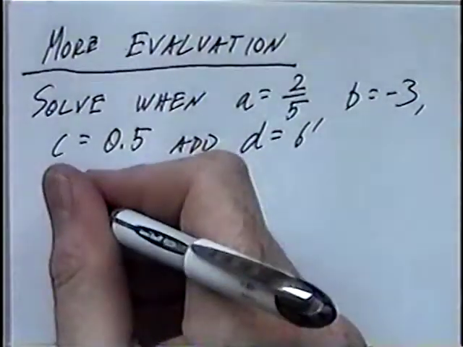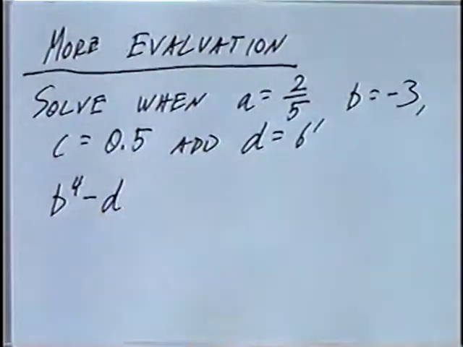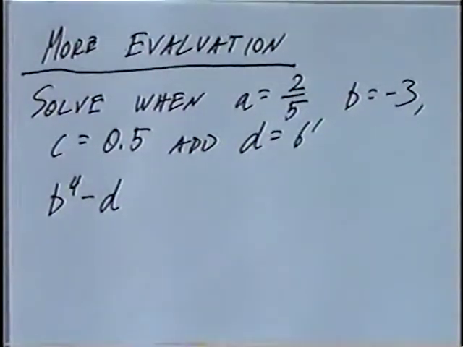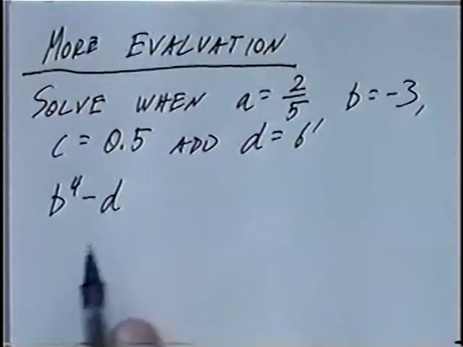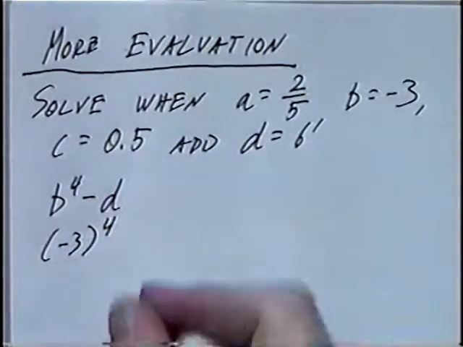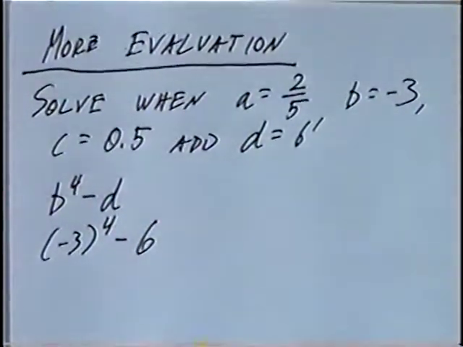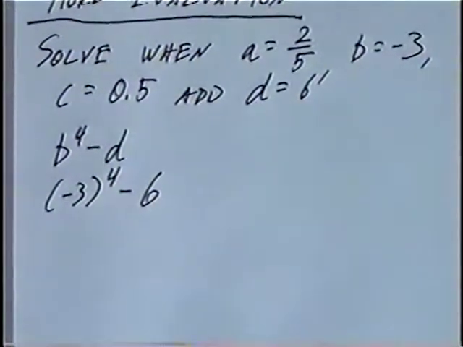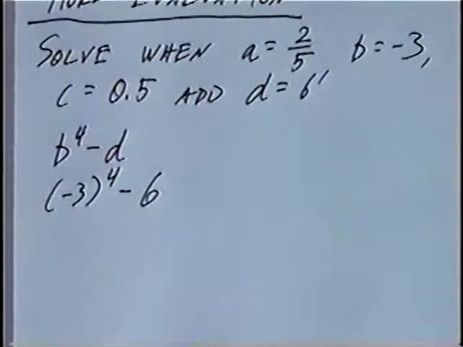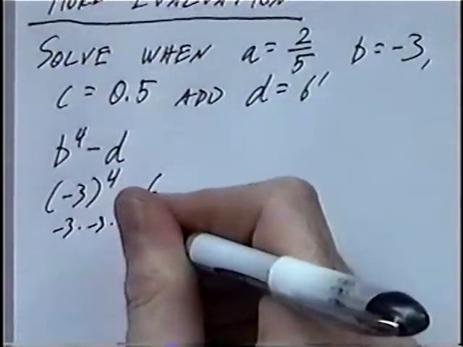First question, b to the fourth power minus d. Again, taking the four values given, we can plug in and solve. B is equal to negative 3, which again I'll put in parentheses, minus d, d is equal to 6. We'll do exponents before subtracting. Negative 3 to the fourth power would be negative 3 times itself 4 times.